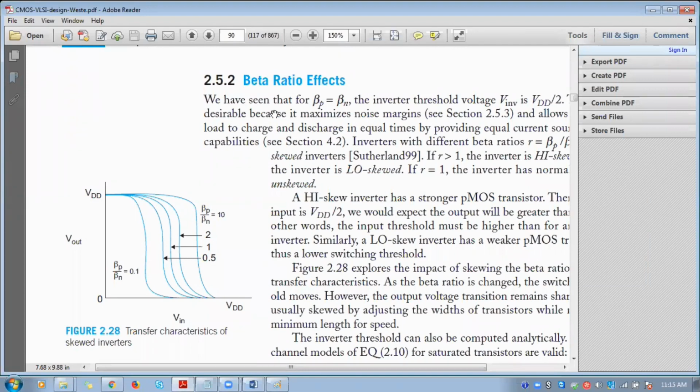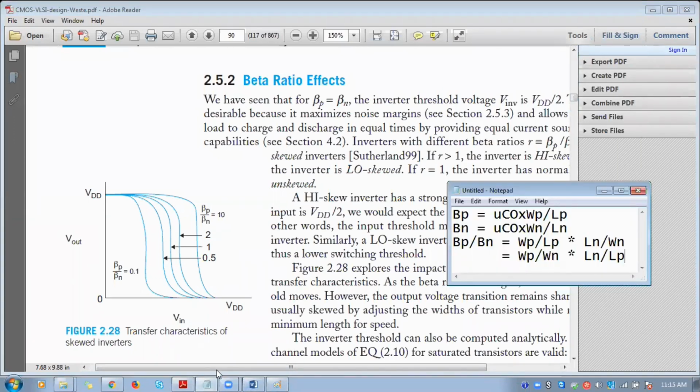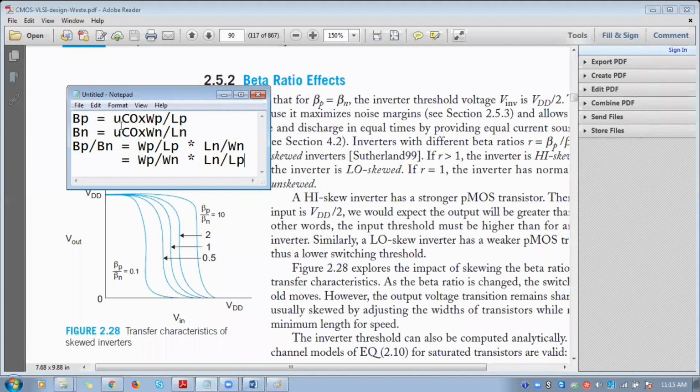So actually, beta ratio effect describes how the characteristic curve shift happens in real time or in the practical cases. In that, we will be discussing three cases: low skew circuit, high skew circuit, and unskew circuit. So the beta P and beta N values are like this. Yesterday we have seen this formula. Beta is mu C naught x W by L. That is the beta value. This is the constant we have referred to as beta.